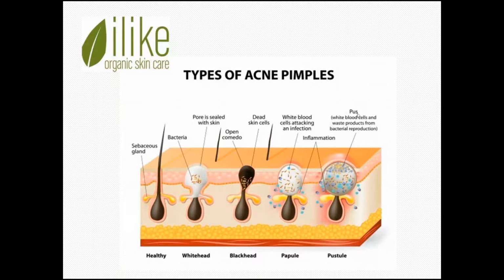Cysts are very deep, very large. They form when a pocket of tissue becomes infected beneath the surface. Nodules and cysts both become very irritated and sore as they're very deep under the surface of the skin and close to nerve endings. Both result in a very high likelihood of scarring. If you have a guest that comes to you and they are cystic or they have the nodules, refer them to a dermatologist, because oftentimes only a dermatologist can get in deep enough to the skin to help clear up the nodules and cysts.